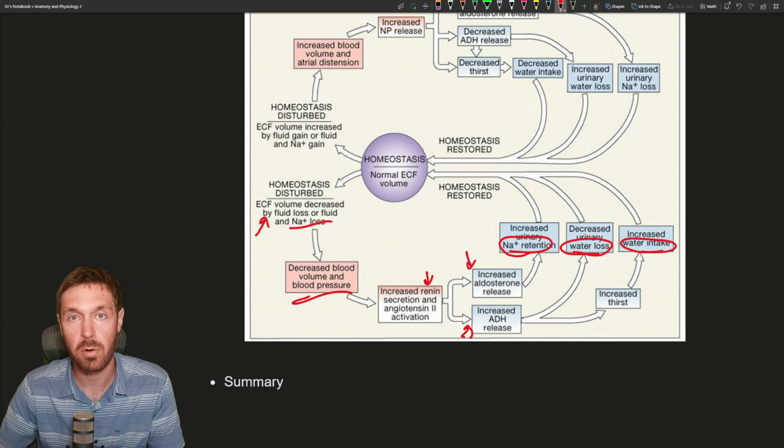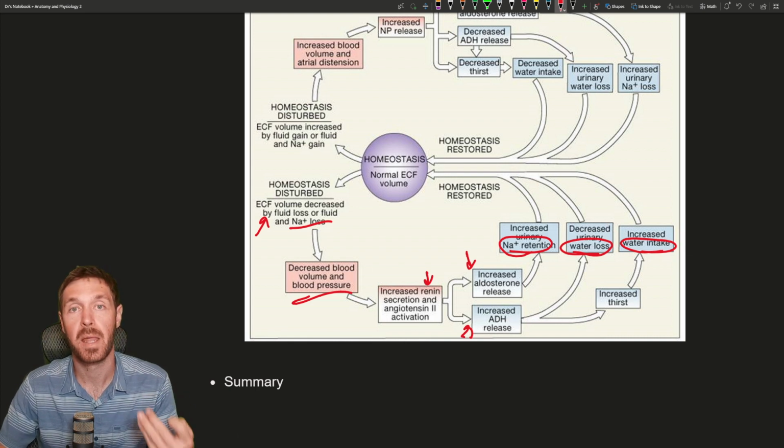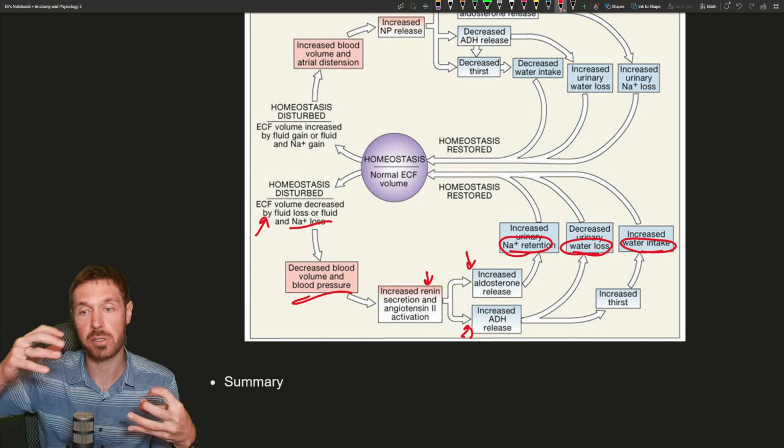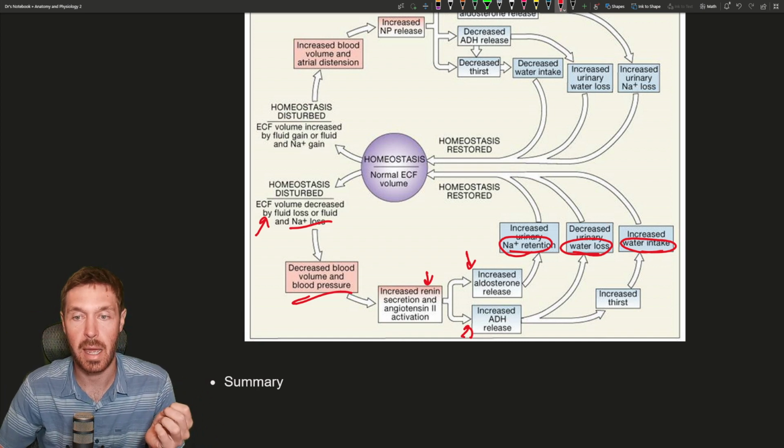So antidiuretic hormone causes you to reabsorb more water. Aldosterone causes you to reabsorb more sodium. So based on osmosis, if you have more sodium in your blood, more water is going to follow. So aldosterone and ADH kind of work together in that regard. And then your blood volume comes back up and homeostasis is restored.